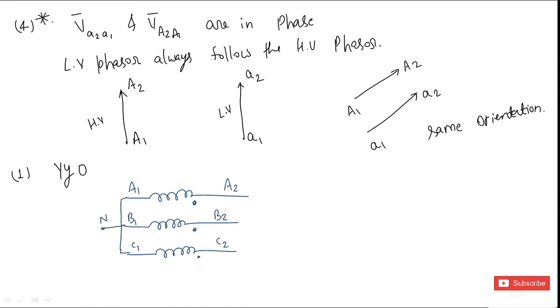This is the line A, line B terminal, line C terminal. Okay, at HV high voltage side, low voltage side also, I will not make the connection now. First I will draw the phasor diagram, then I will make the connection.